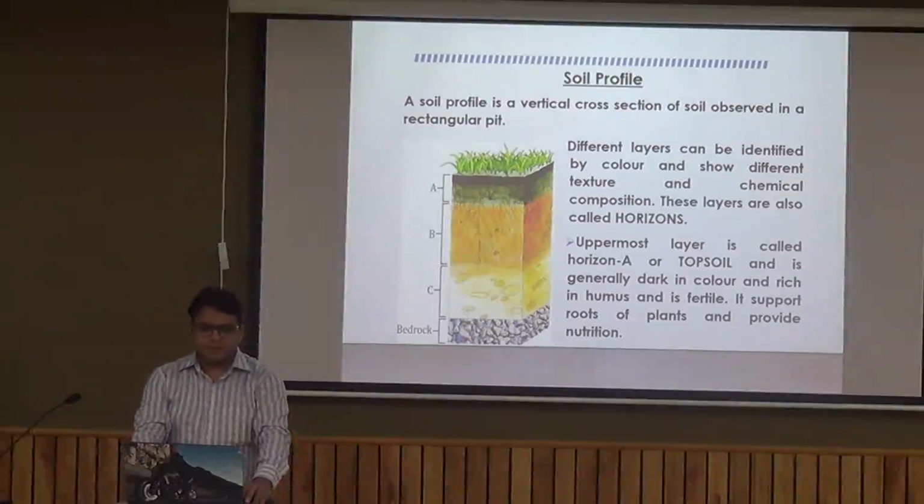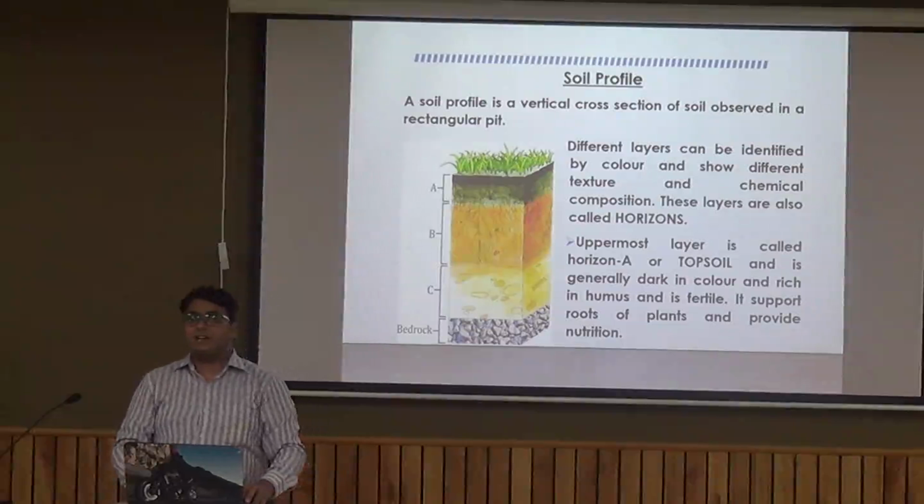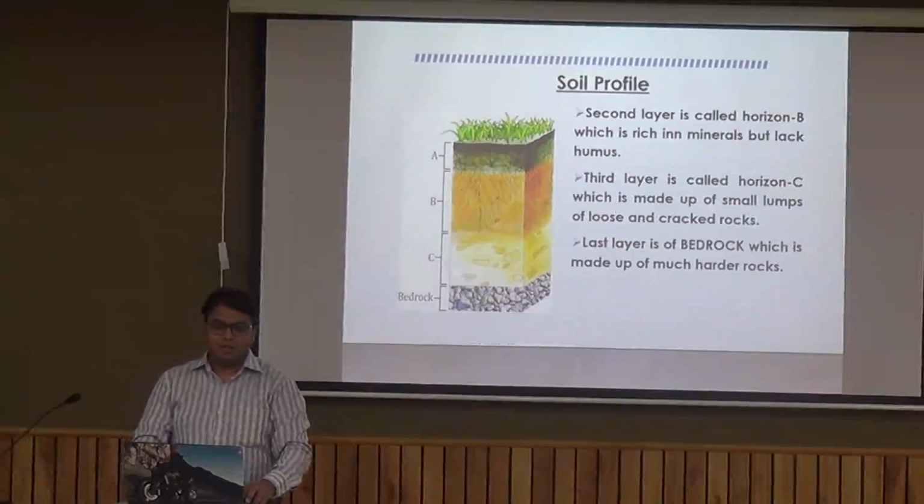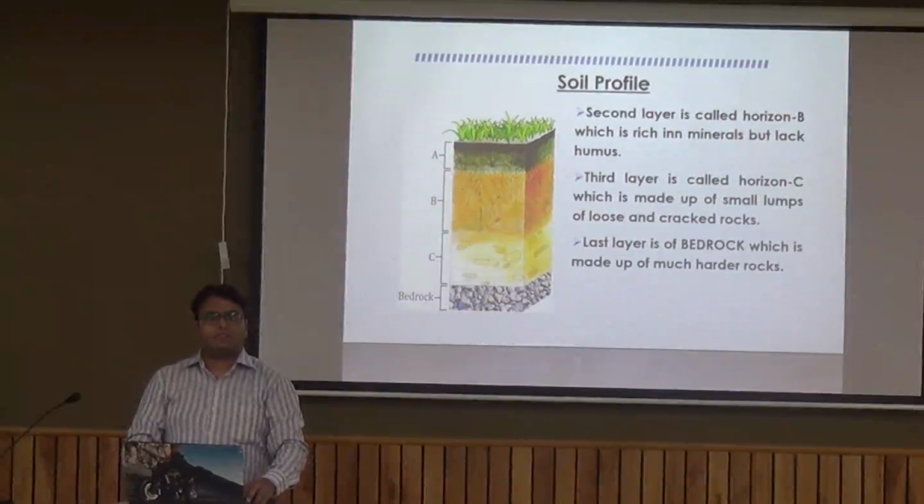The uppermost layer is called topsoil. It is very rich in humus and is dark in color and texture. It contains lots of organic matter and bacteria. Below it we have the second layer, called horizon B. This horizon B is rich in minerals but it lacks organic matter or humus.